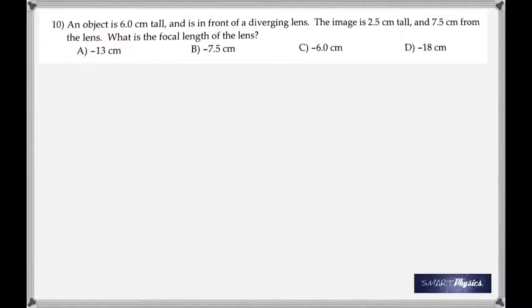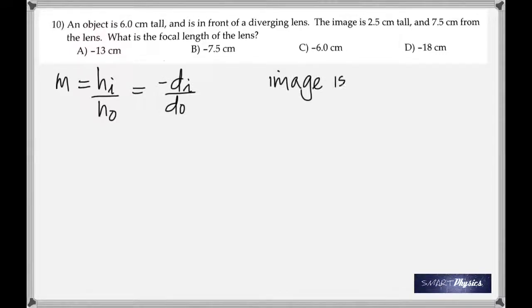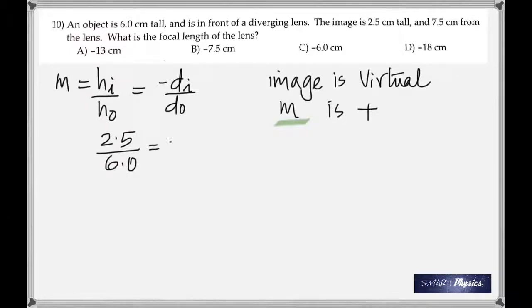10. An object is 6 centimeter tall, that is HO, and in front of a diverging lens. Okay, and you got to find the focal length. So you have the height of the object and the height of the image. Magnification has two formulas. And how do we know the image is virtual? Because a diverging lens only produces a virtual image, and therefore M is positive.